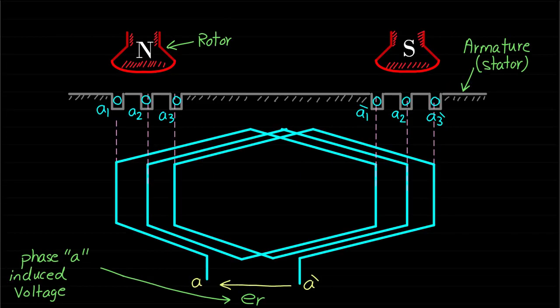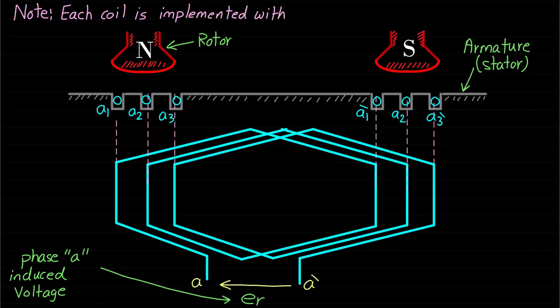Now, in case of the distributed winding machine, the machine is implemented with three distributed coils connected in series. As we can see, each side of the three coils of phase A is installed and distributed in three slots instead of one slot. Note that each of the three coils of phase A is implemented with only one turn in this example.